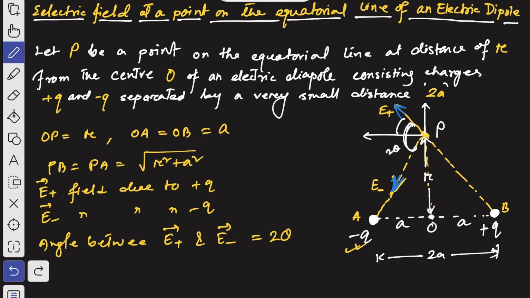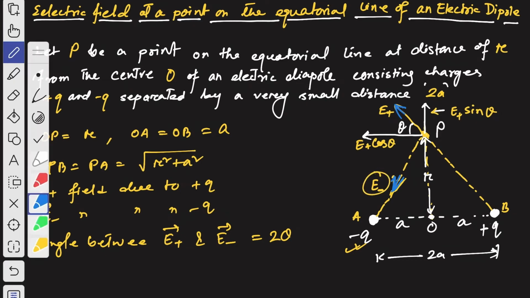So hope you have understood. This is theta and this is also theta, that's why 2 theta. So now let me clear this. So here you see, as this angle is theta, this component should be E positive sine theta, and this should be E positive cos theta, right?